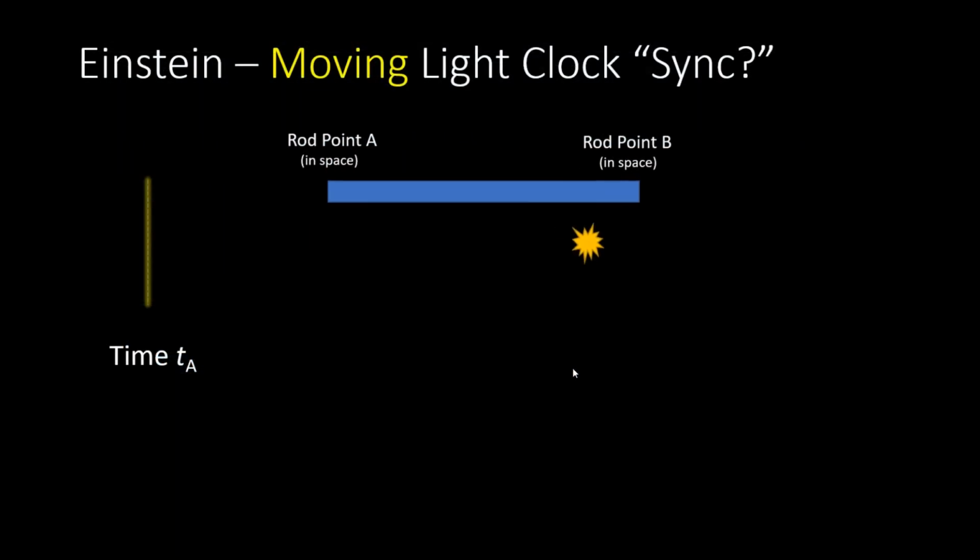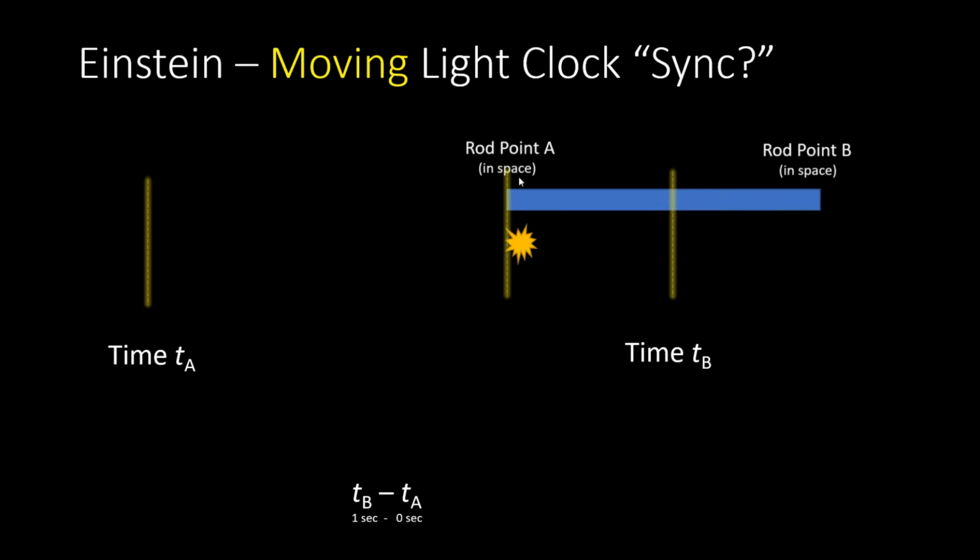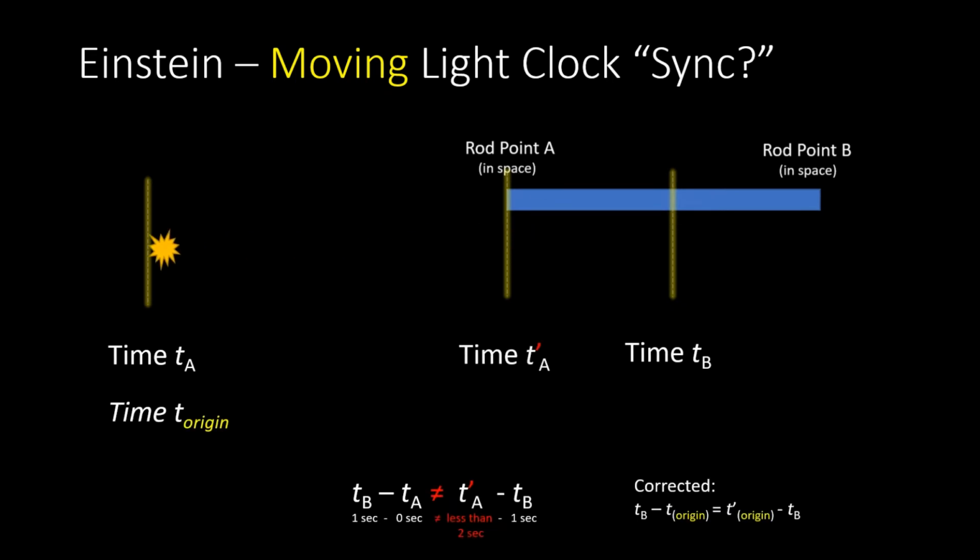So back to this scenario, if we didn't stop the light pulse at rod point A, it's easy to see that we would have the light pulse going back to the origin. It would give us equal timing for each half cycle. So then why is Einstein stopping the light pulse right here and giving us a shortened time t prime a?